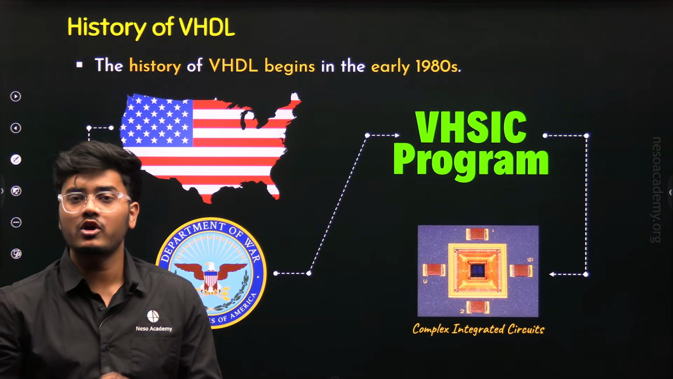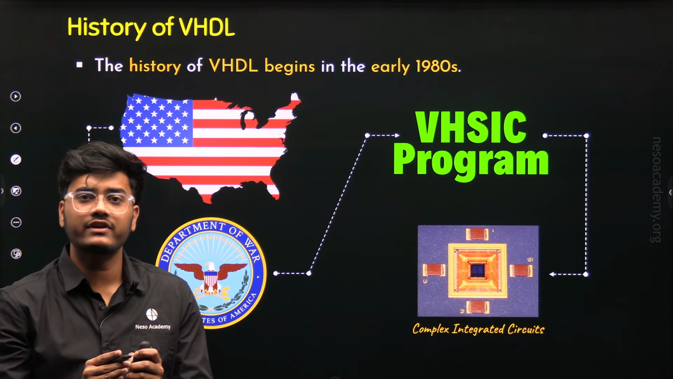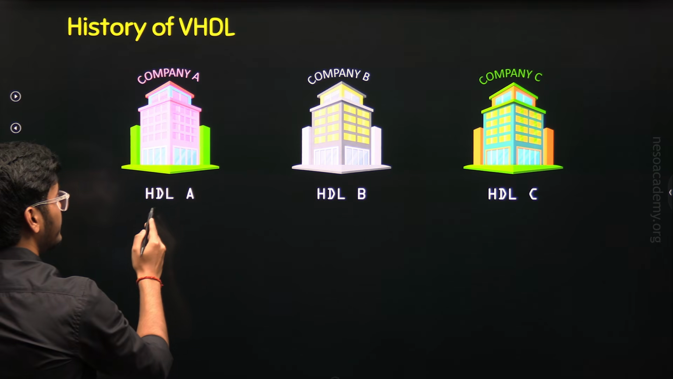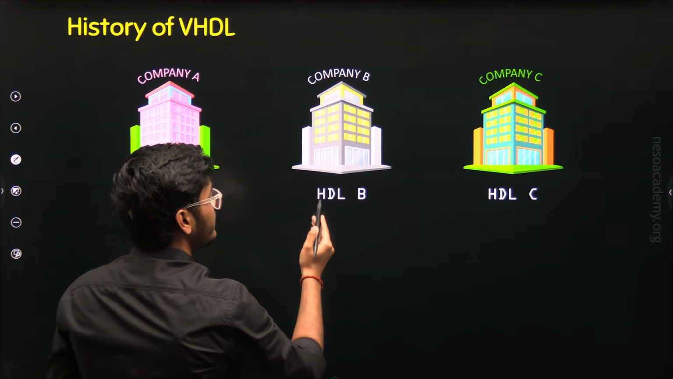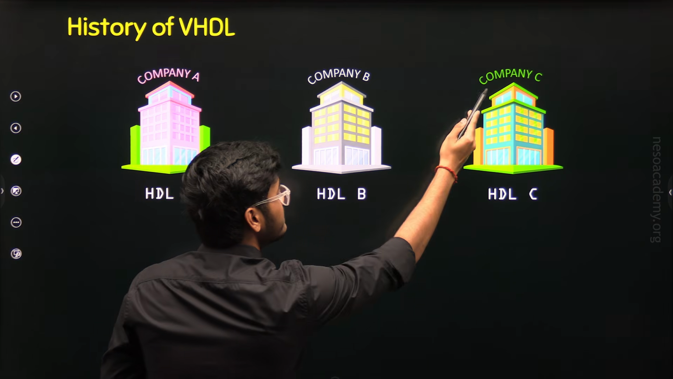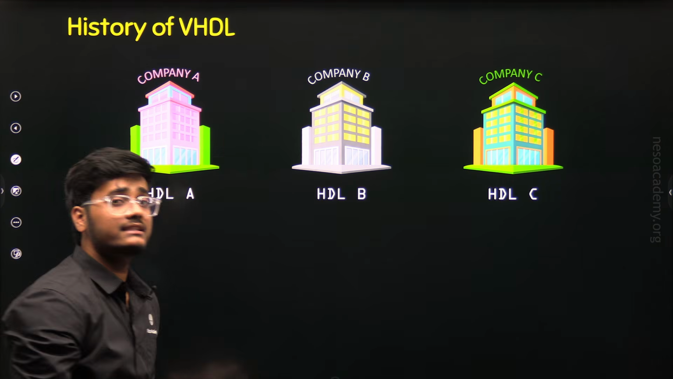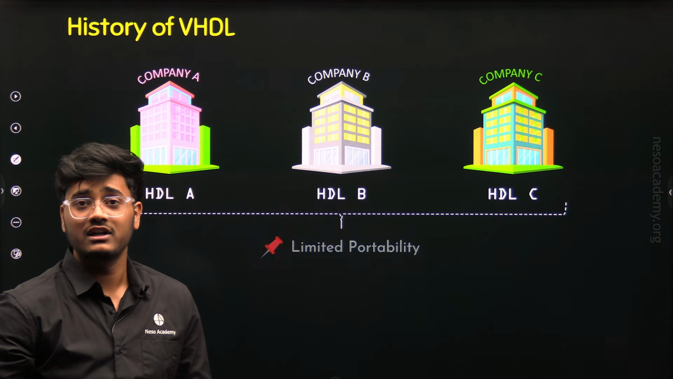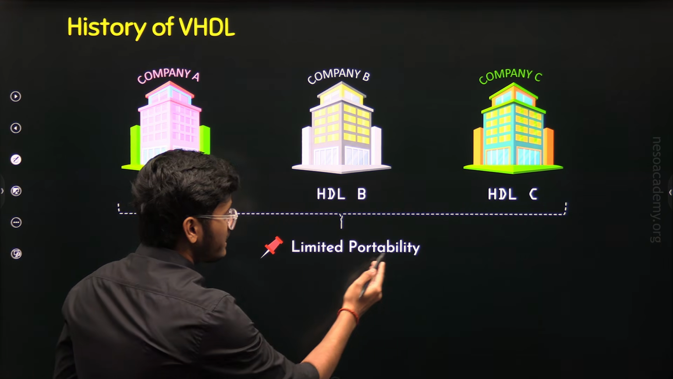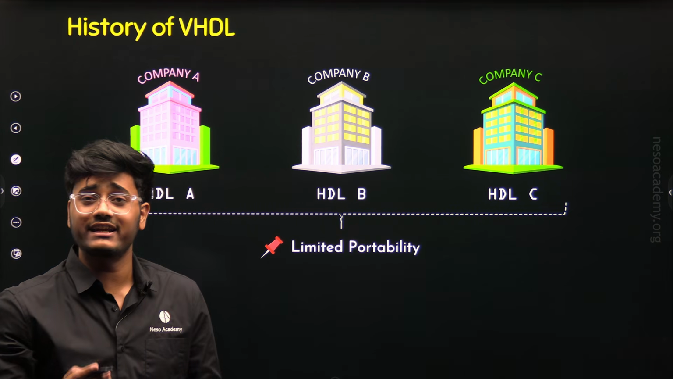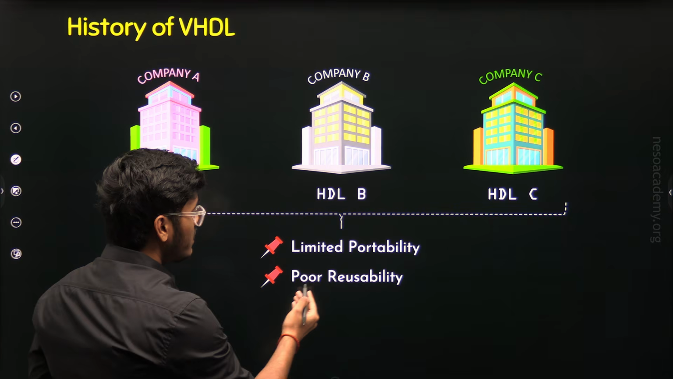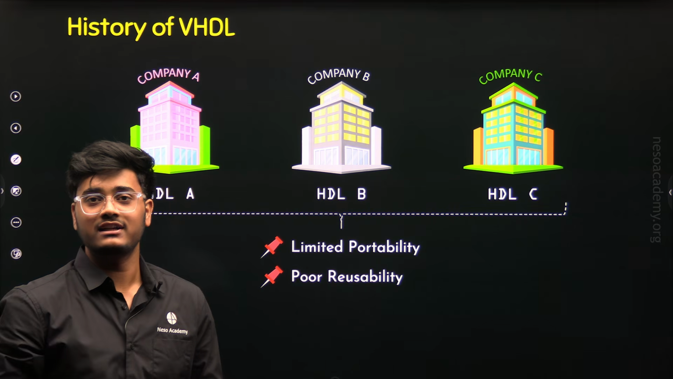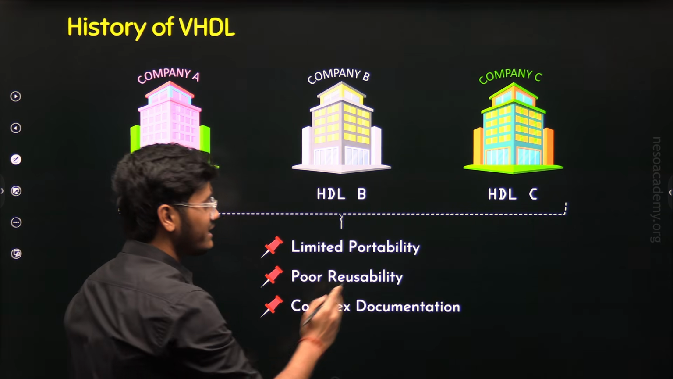However, there were major problems. Different companies were using different hardware description languages. For example, Company A was using HDL-A, Company B was using HDL-B, and Company C was using HDL-C to create their design. And because of this, designs could not be easily shared between the companies, which resulted in limited portability. Reusing designs was very difficult, which caused poor reusability, and maintaining proper documentation became very complicated, which resulted in complex documentation.